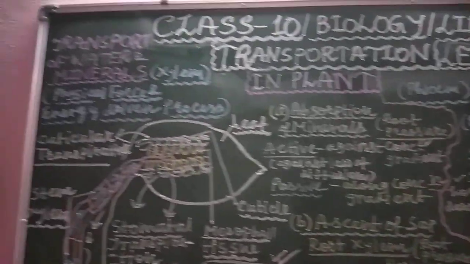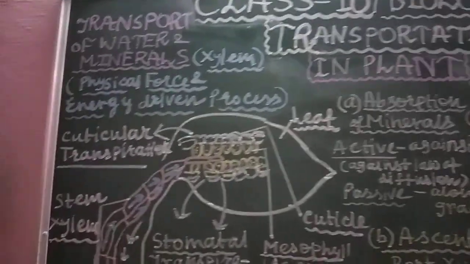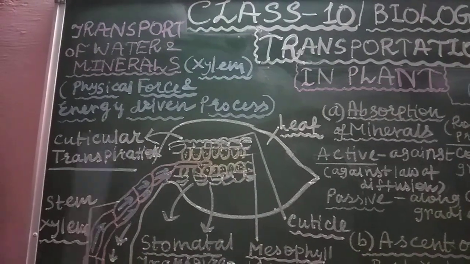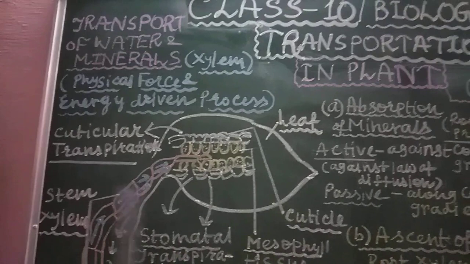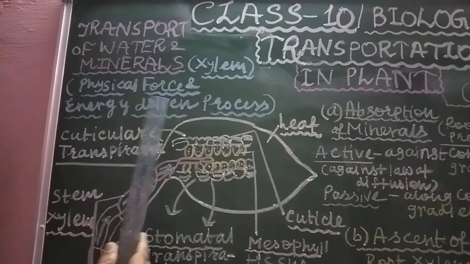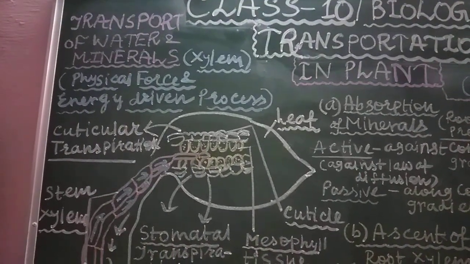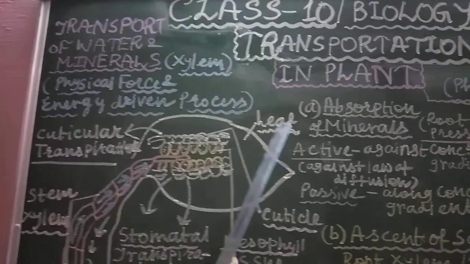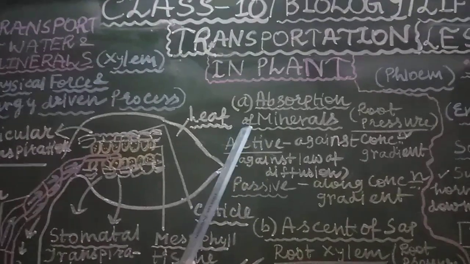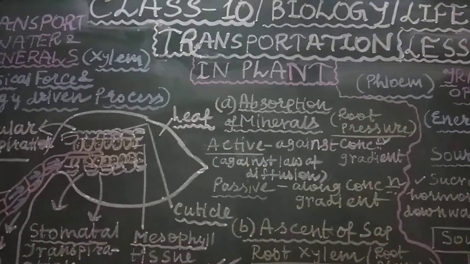First of all, we will be discussing transport of water and minerals. Here two things are to be transported: first minerals, then water. It is a completely physical force and energy driven process which occurs through xylem. It has mainly two steps. First of all, absorption of minerals occurs.